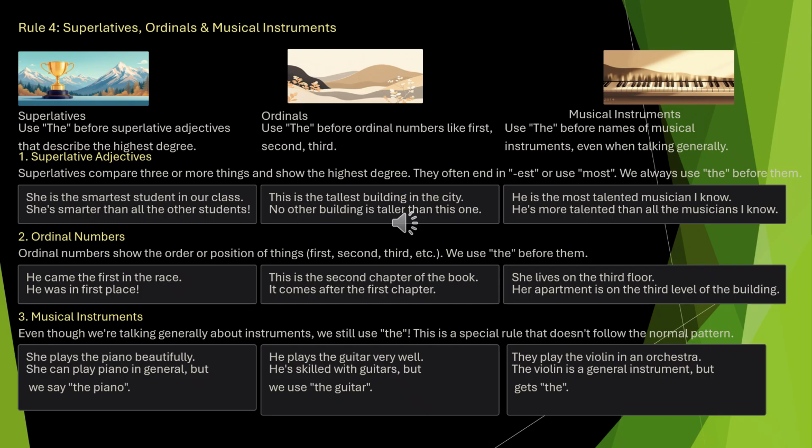Now let's have a look at superlative adjectives. Superlatives compare three or more things and show the highest degree. They often end in est or use most. We always use the before them. See the example. She is the smartest student in our class. That means she is smarter than all the other students.